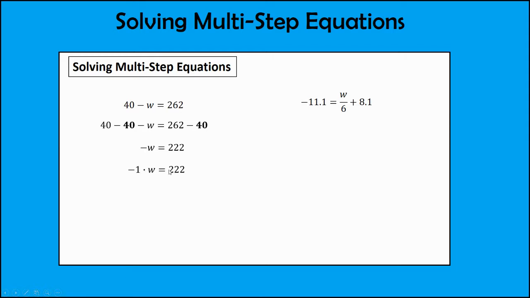So at this point, I want to make my coefficient, which is -1, become +1. So how do I make -1 become +1? Well, you can divide each side by -1, or you can just multiply each side by -1. What's -1 times -1? +1. So that will give me w, and then this will become -222.